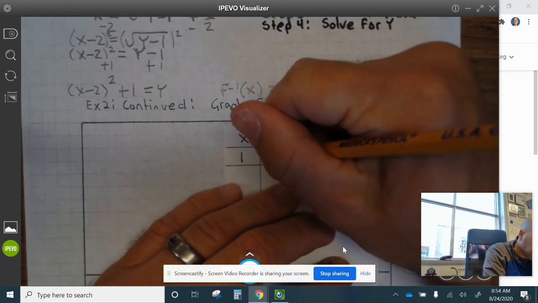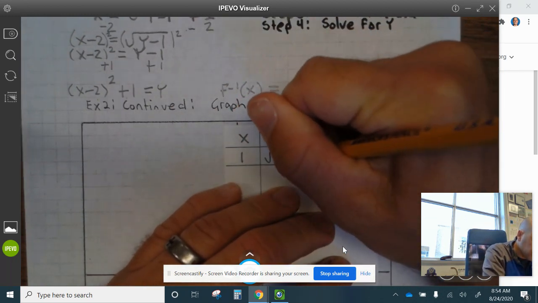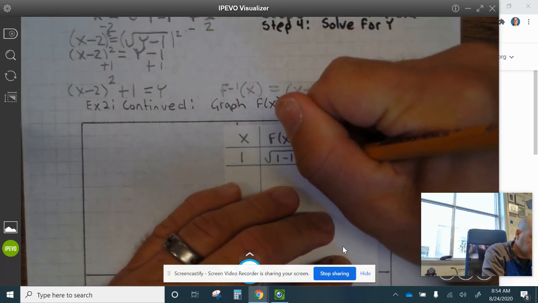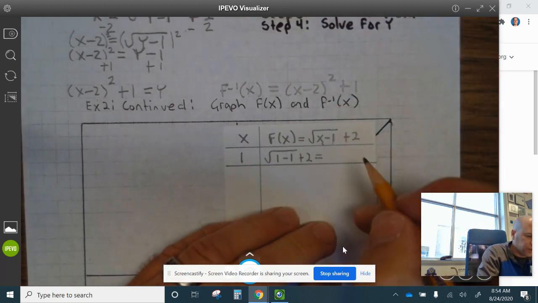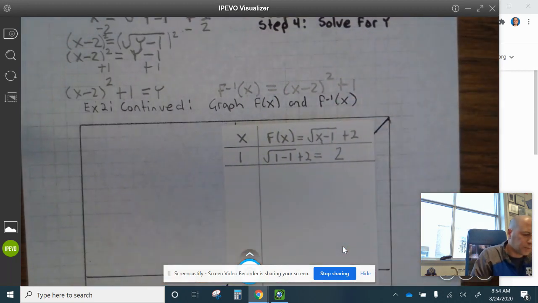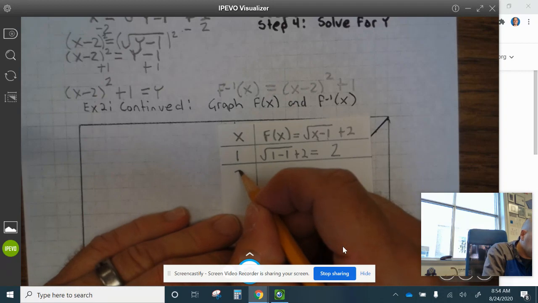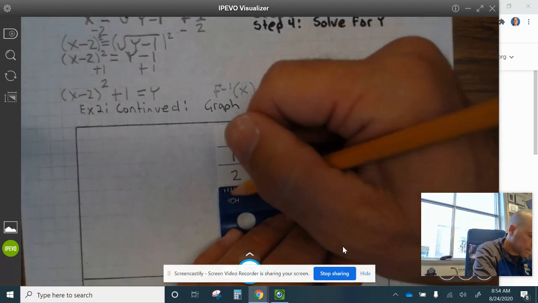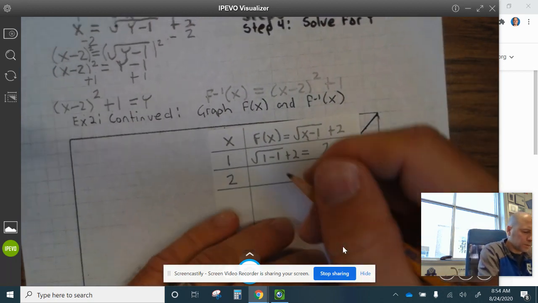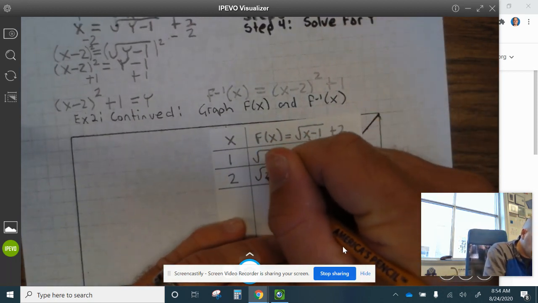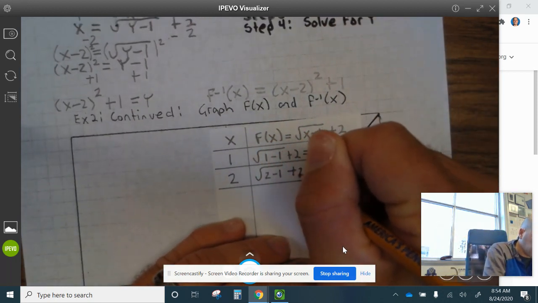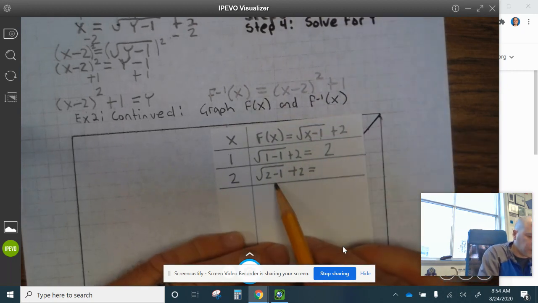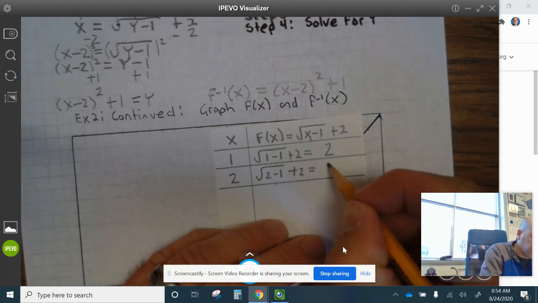Okay, so then that's the square root of 1 minus 1 plus 2, which is 0 plus 2, which is just 2. Okay? Now let's use x as 2. So then that's the square root of 2 minus 1 plus 2. Well, 2 minus 1 is 1. The square root of 1 is 1 plus 2 is 3.